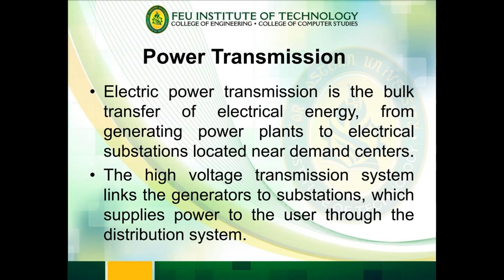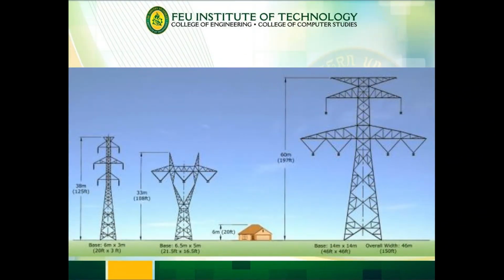Power transmission. Electric power transmission is the bulk transfer of electrical energy from generating power plants to electrical substations located near demand centers. The high voltage transmission system links the generators to substations, which supplies power to the user through the distribution system. Here is an example of a power transmission.